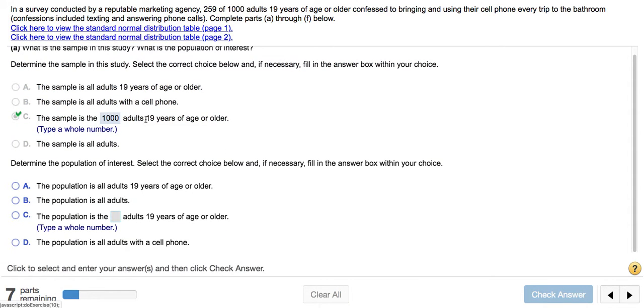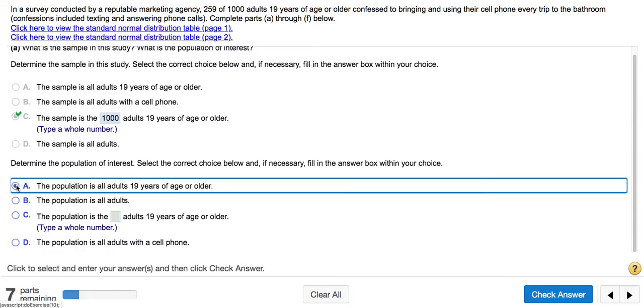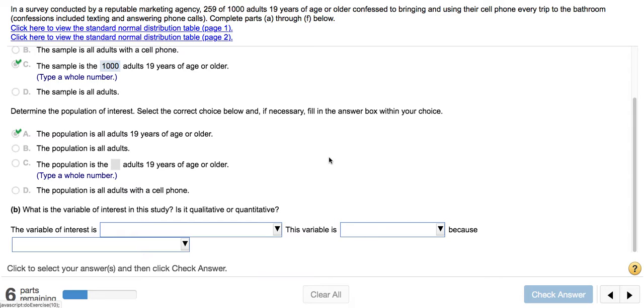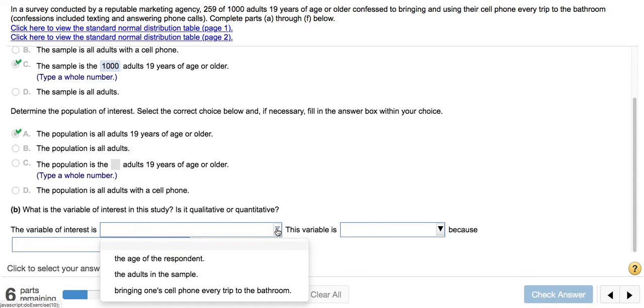And the population of interest means, well, it's going to apply to everybody who is 19 years of age or older. So that would be, for this one, A. The population is all adults, 19 years of age or older. Now, the variable of interest, as stated within the problem, is people who are bringing their cell phones to the bathroom. So that would be this option.